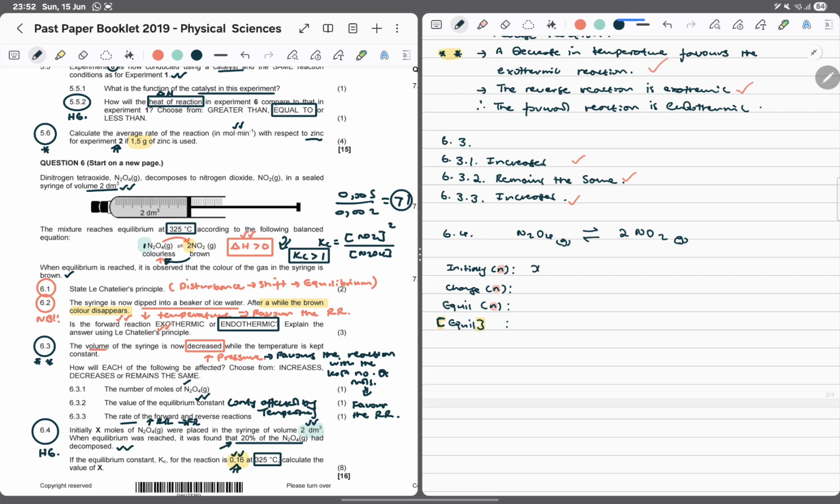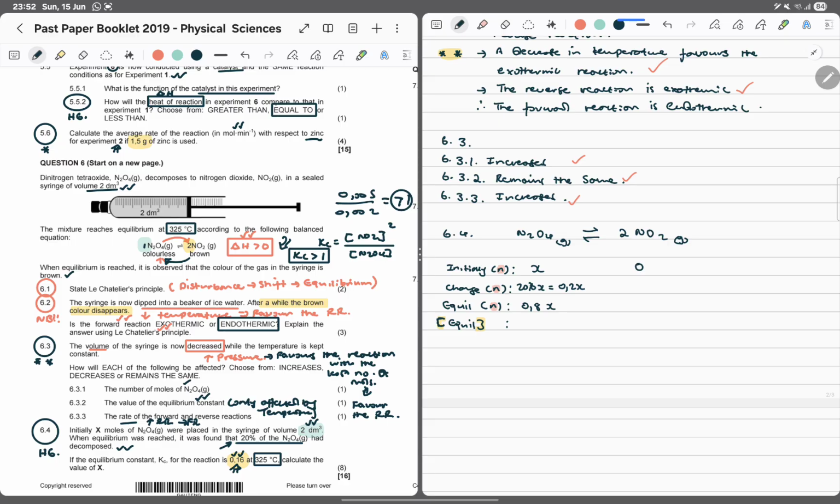So we're told this is X moles. Initially, there shouldn't be any nitrogen dioxide gas, because at first we just put in dinitrogen tetroxide and that's it. Now we were told only 20% changed, so 20% of X. What is 20% of X? This is 20 over 100, which is basically 0,2. So this is 0,2X in essence. Now equilibrium is going to be 1 minus 0,2, which gives us 0,8X.